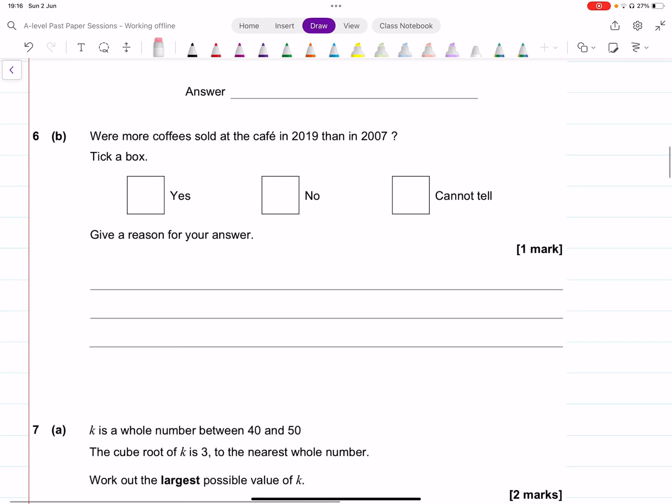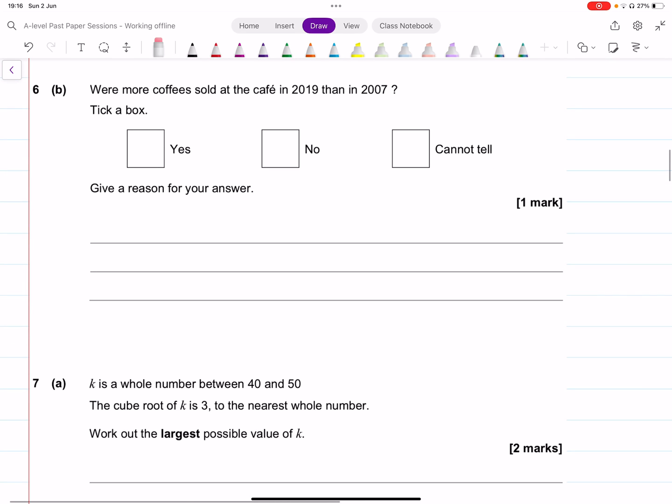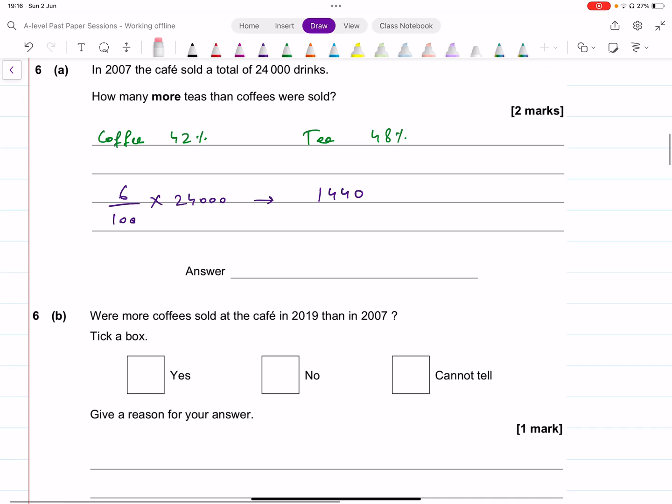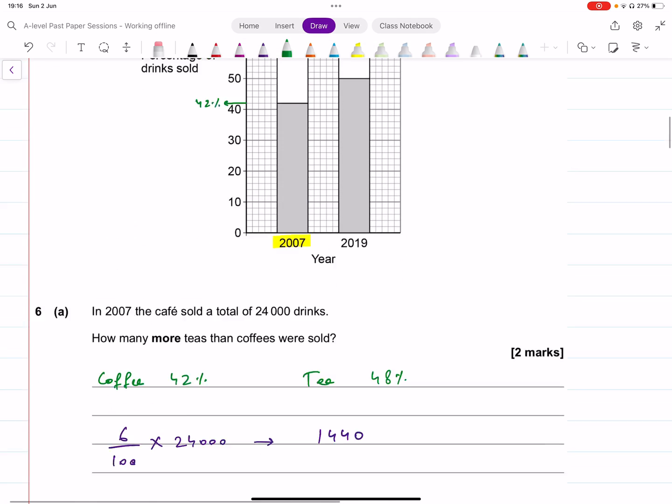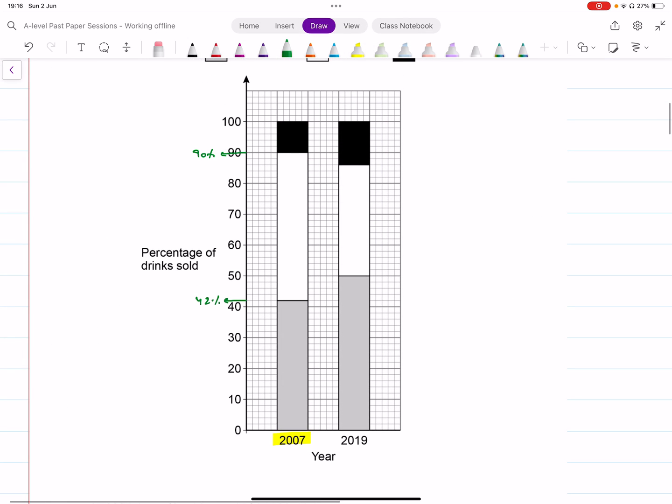Now, question number 6, part B, it says, were more coffees sold at the cafe in 2019 than in 2007? Now, was the number of coffees more in 2019 as compared to 2007? You can see in 2007, the percentage was 42% for coffees, and in 2019, the percentage was 50%.